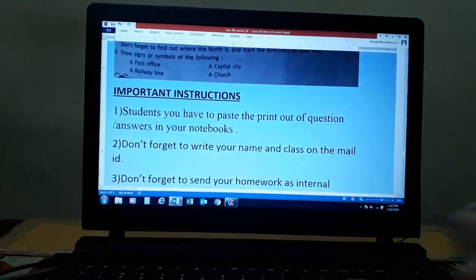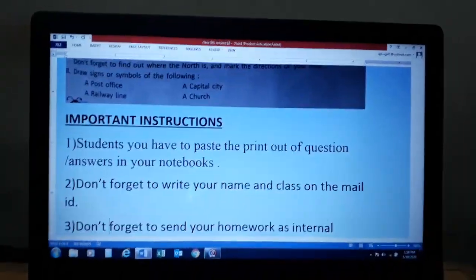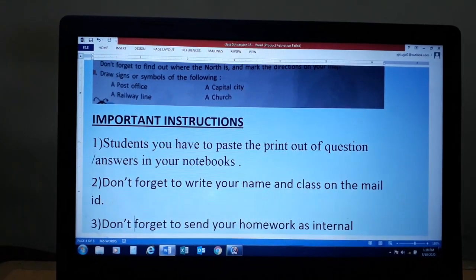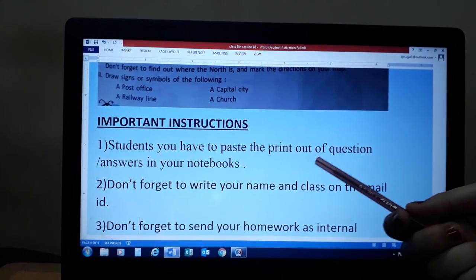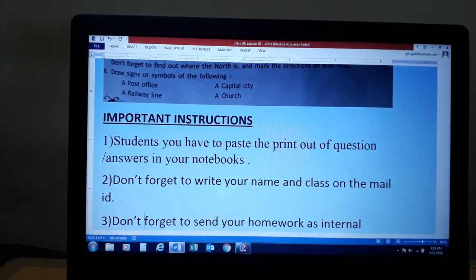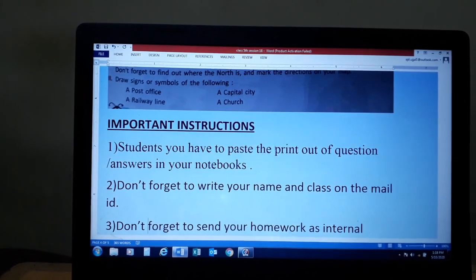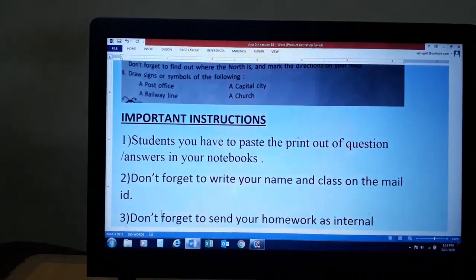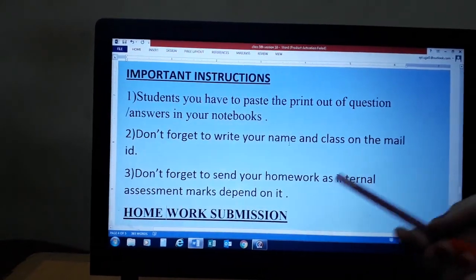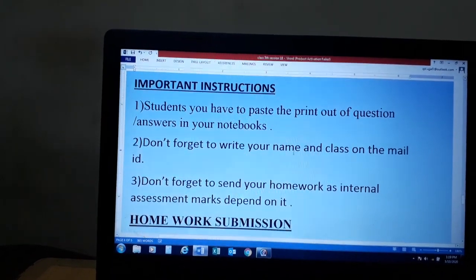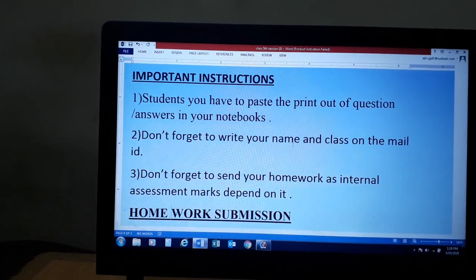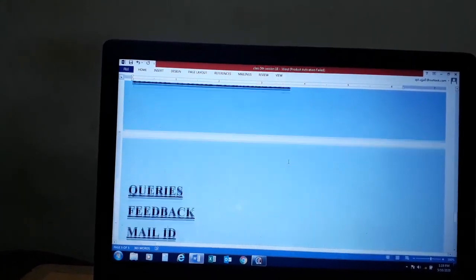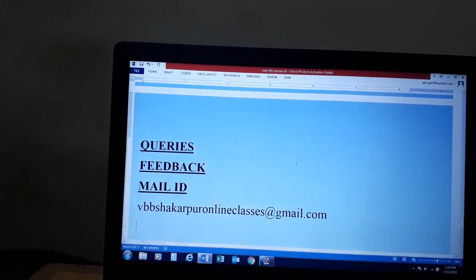Now students, some important instructions. Students, we always discuss the question answer in the class. So you have to paste the print out of the question answers in your notebooks. Don't forget to write your name and class on the mail ID, students. Then don't forget to send your homework, as internal assessment marks entirely depend on it. Be careful, you have to send your homework. Your internal marks depend on it. Then for homework submission, for queries, for feedback, you have this mail ID.